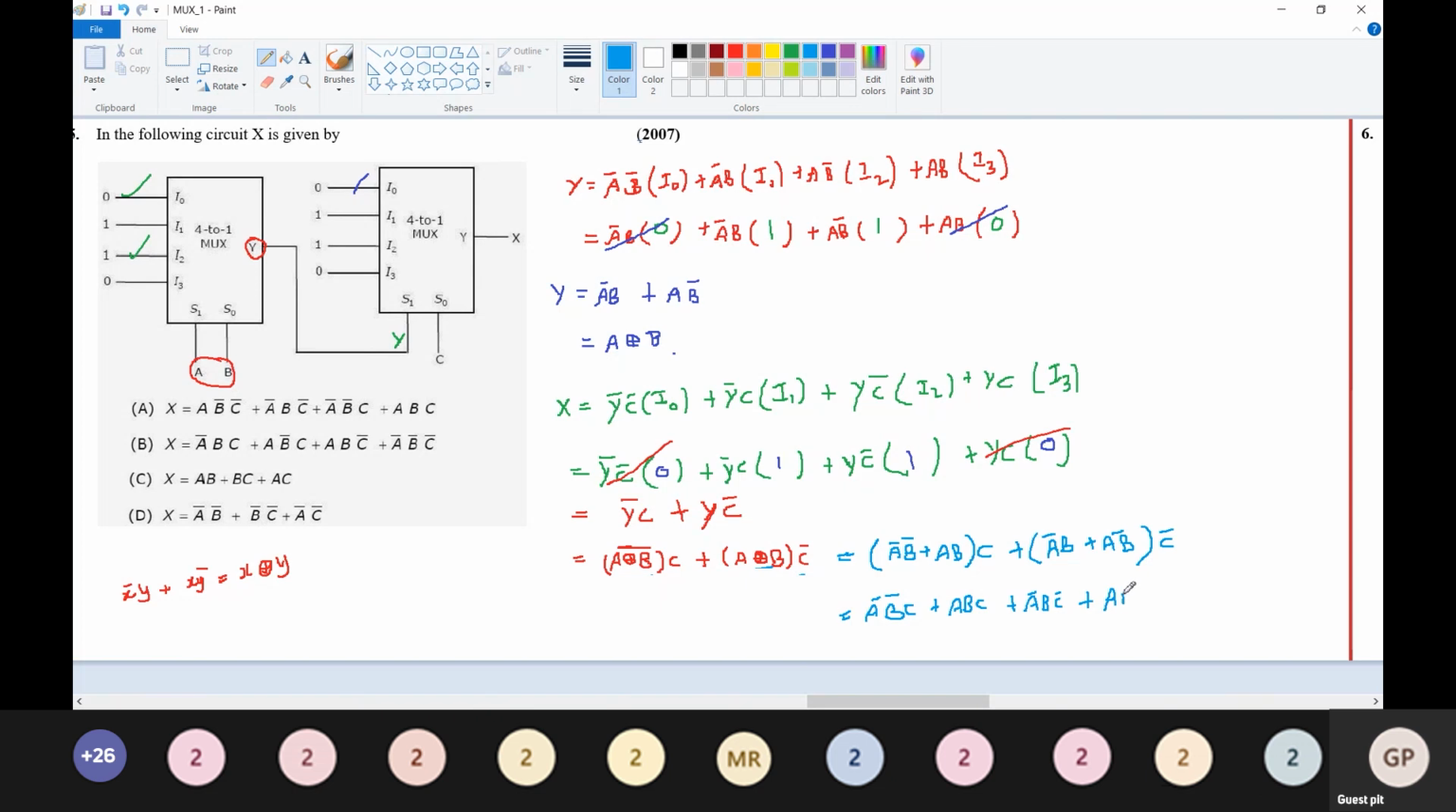A B dash C dash. So this should be the final answer. So just check your answer with the given option. So A dash B dash C, A B C, A dash B C dash, and A B dash C dash. So option A is your correct answer. Okay, correct? Now we'll move to the next question.